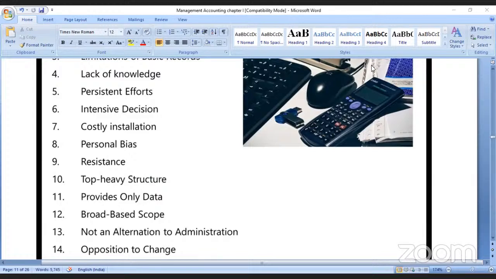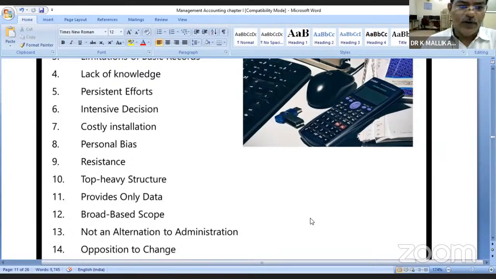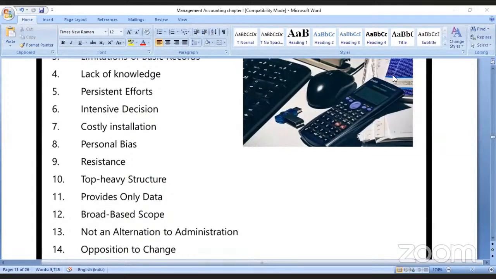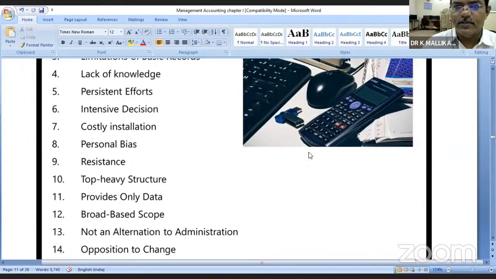Any doubt, Harish? No, sir. Wait a minute. Is it okay? Am I going fast or slow? It's okay, sir. It's understandable. Okay. Wait a minute. I will take a snap.